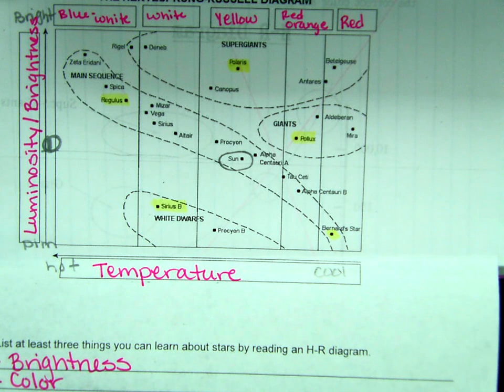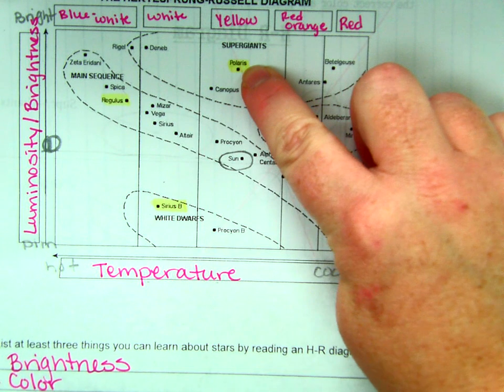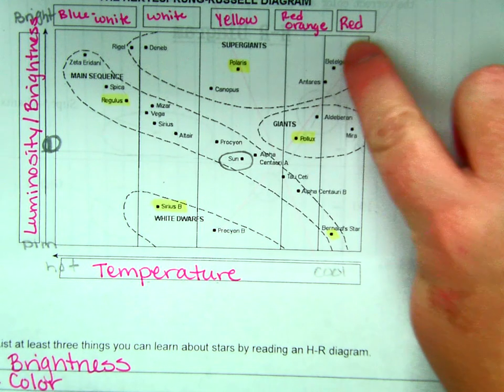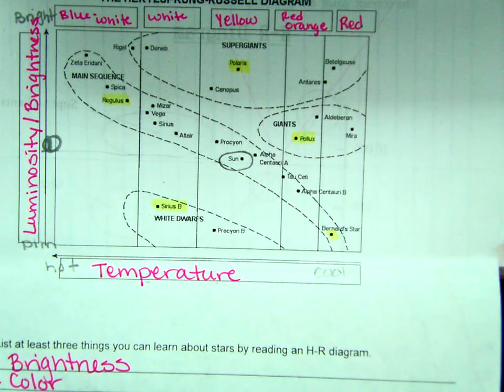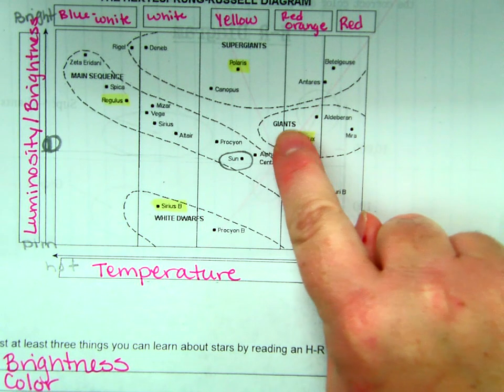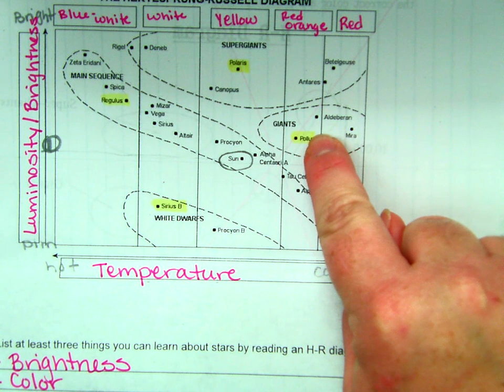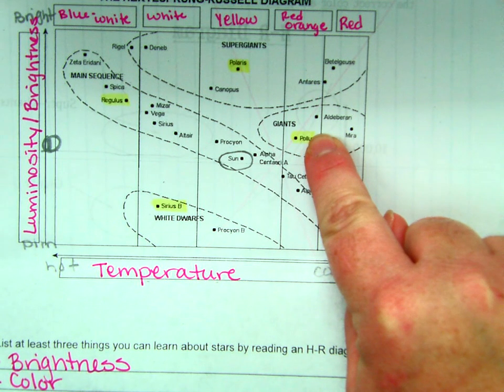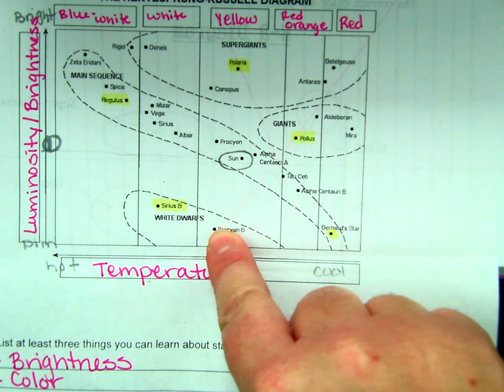So, we have the category at the top here of supergiants, which can be broken down into red supergiants, yellow supergiants, white supergiants, and so forth. We have just our giants. We have red, red-orange. And then we have our dwarfs. Our white dwarfs will be at the bottom, and they're going to be less bright.